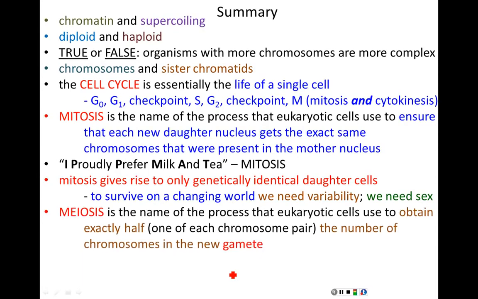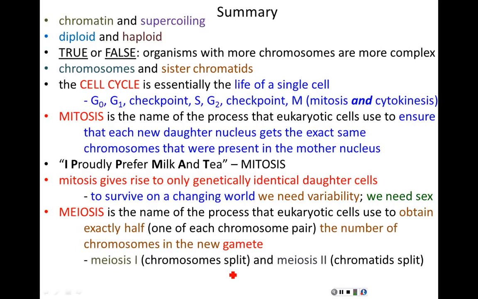Meiosis is the name of the process that eukaryotic cells use to obtain cells containing half genomes, haploid cells. These cells are gametes, and they can come together. Two gametes can fuse, one from a mother and one from a father, creating a new genetically novel individual with a different fitness. We talked about meiosis 1 and meiosis 2. In meiosis 1, chromosomes split, reducing the chromosome number in half. That's our reductive division. In meiosis 2, chromatids split, keeping the overall chromosome number the same.